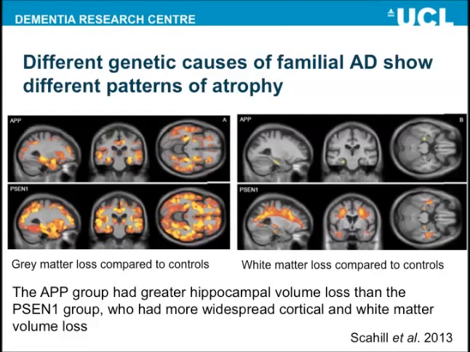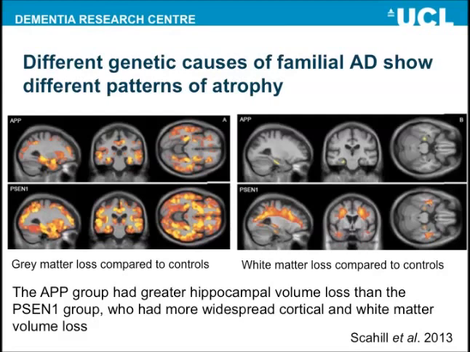So this is a study we did a few years ago. We wanted to see if the patterns of grey matter loss and white matter loss were different between people with mutations in APP or presenilin 1. So in this type of image analysis technique, all the scans of symptomatic patients with APP mutations are compared with controls, and all those with presenilin 1 mutations are compared with controls. And the red and yellow areas show areas of significant volume loss in the patients compared to healthy controls.